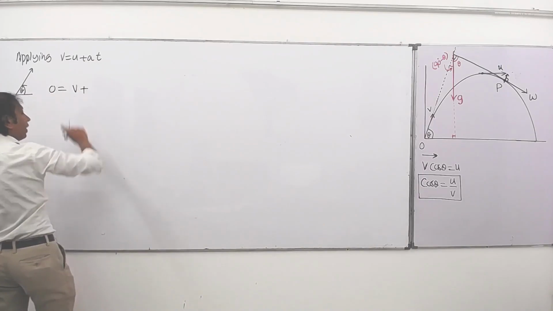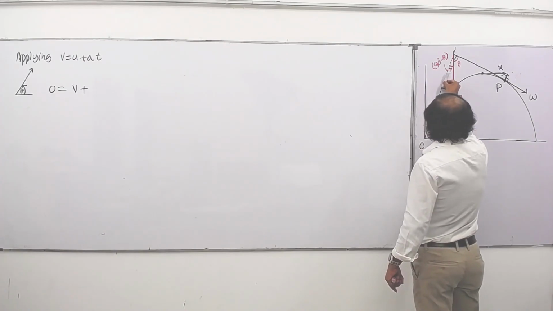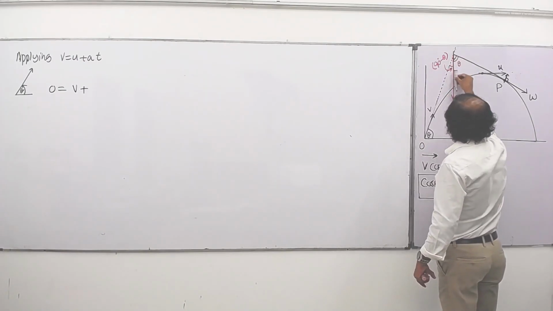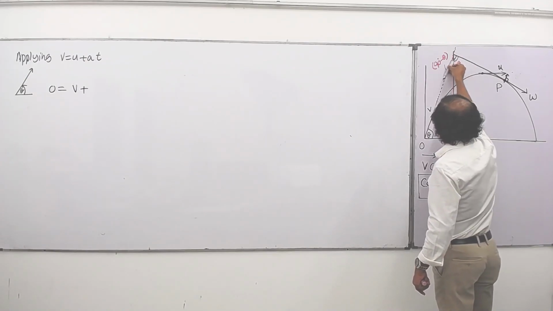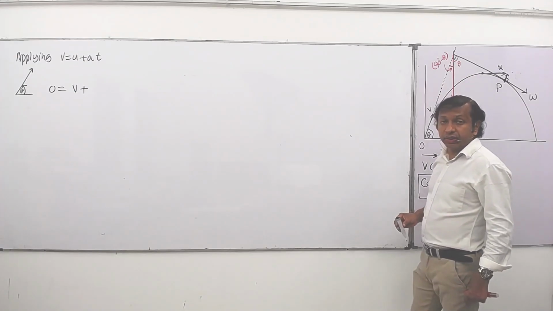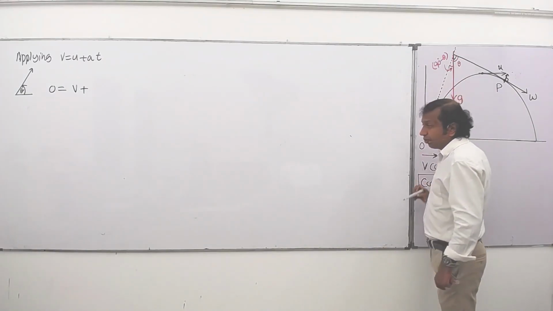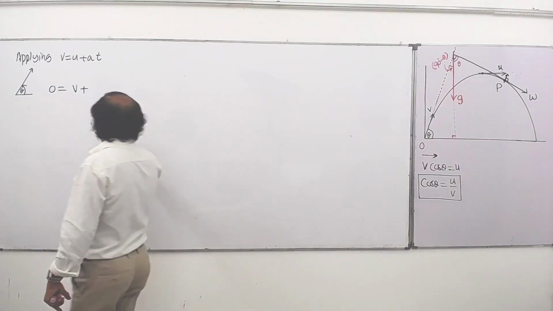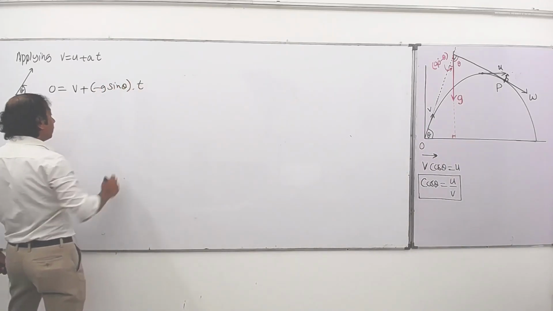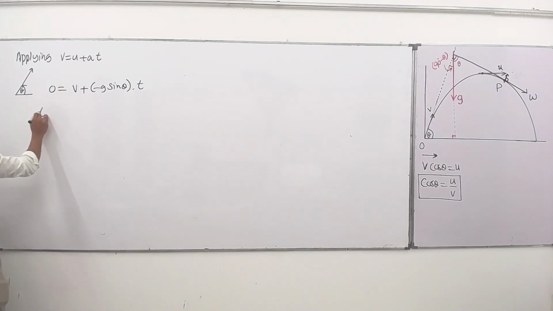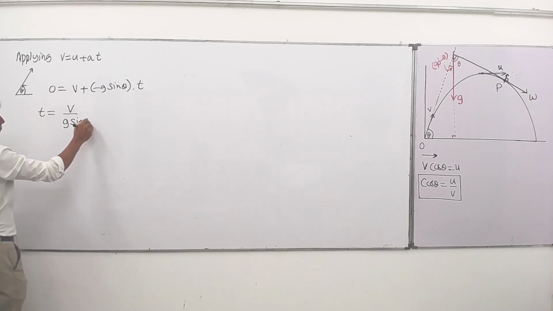Plus A should be the acceleration. See here, this is the direction we apply the equation of motion. This is the acceleration due to gravity. Its component we have this way: G cos (90 minus theta), which is G sin theta. It will be pointing in this direction, but we apply this direction. Therefore, it is minus G sin theta times T. Then we can make T the subject. What we get? V over G sin theta. Right?